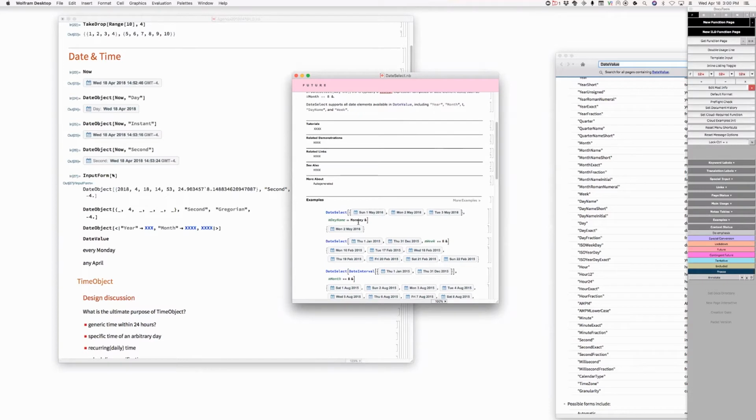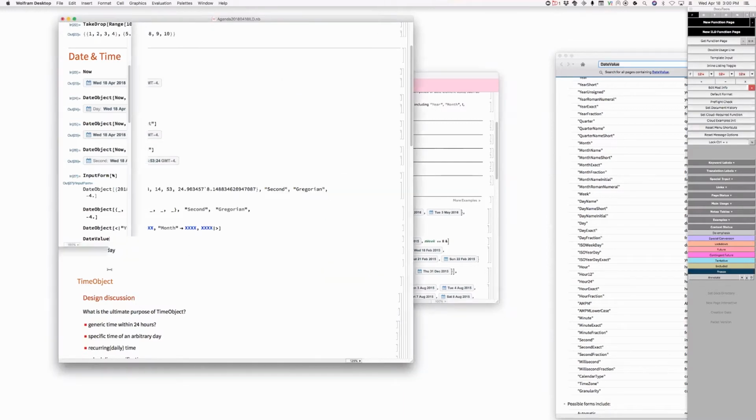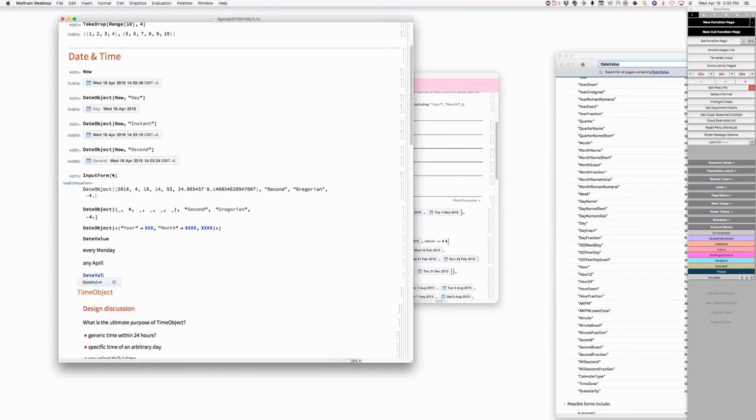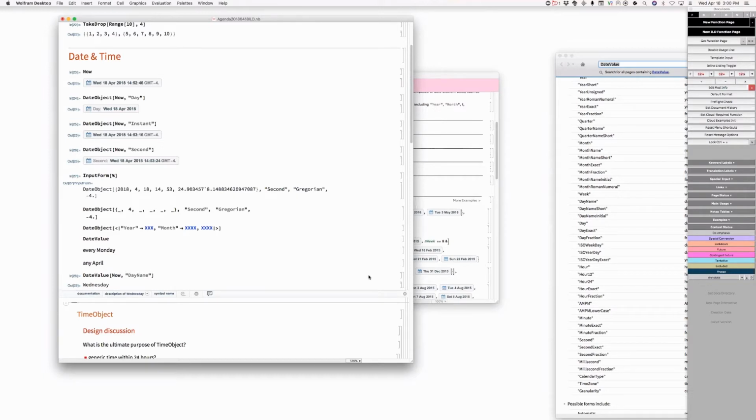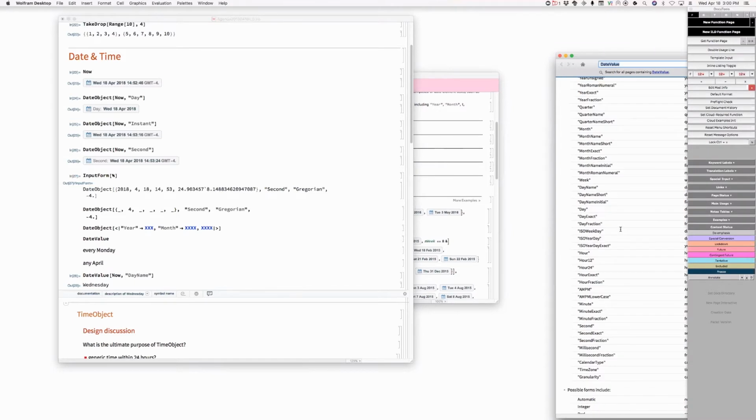Because day name, which is the function that returns the day of the week, returns a symbol. So if I say date value of, let's say, now, and then I say day name, I'm going to get back a symbol. The default is a symbol. With date value you can specify if you want it as a string or something else. Where do you specify that? As a third argument. In some of these you may want a string or a real value or a quantity. Some of them, there isn't a quantity of day name, so it will complain.